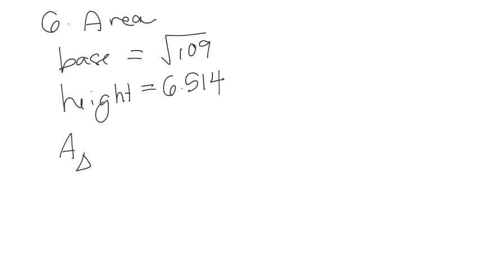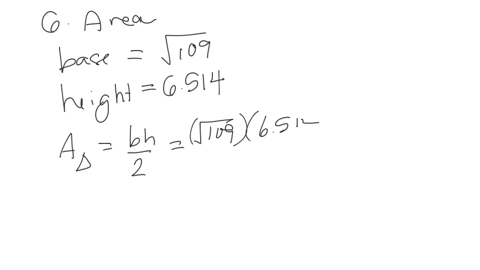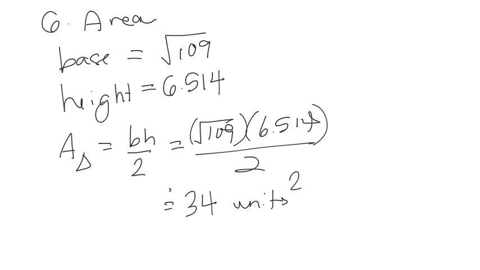And now that we have those, we're going to put those into our formula. The area of our triangle is base times height divided by 2, or in this case, the square root of 109 multiplied by 6.514, and then divide the result by 2. And in this case, we get, surprisingly enough, almost exactly 34 square units. It's like 34.004, but you know what, I don't care. We're just going to call it 34 square units.